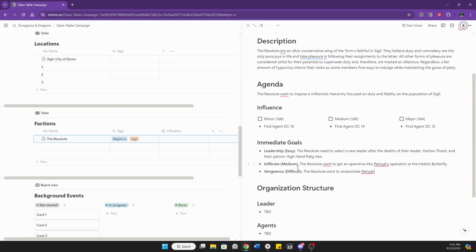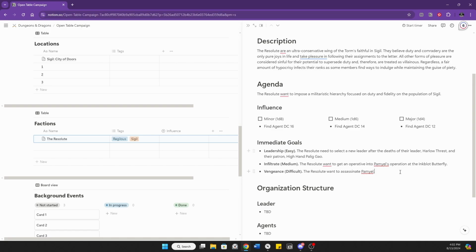Then afterwards, they're going to want to infiltrate their opposition, and we'll talk about allies and enemies in a bit here. But there's a faction in my version of Sigil called the Inkblot Angels, and they are headed by a solar named Pamiel, who does not get along with the Resolute. So they're going to want to infiltrate Pamiel's organization, and then vengeance. They're going to want to assassinate Pamiel because they blame the Inkblot Angels for what happened to their leadership, since the party was affiliated with them at the time.